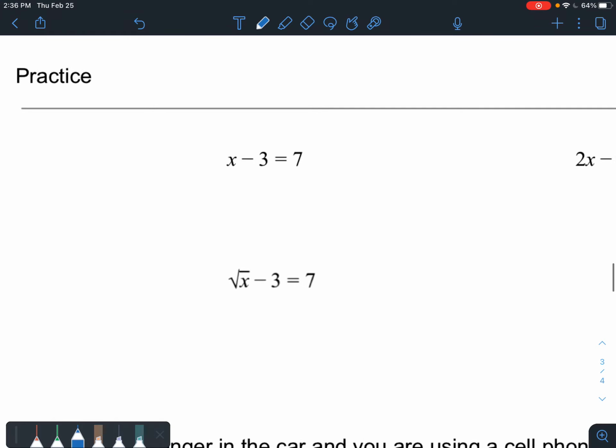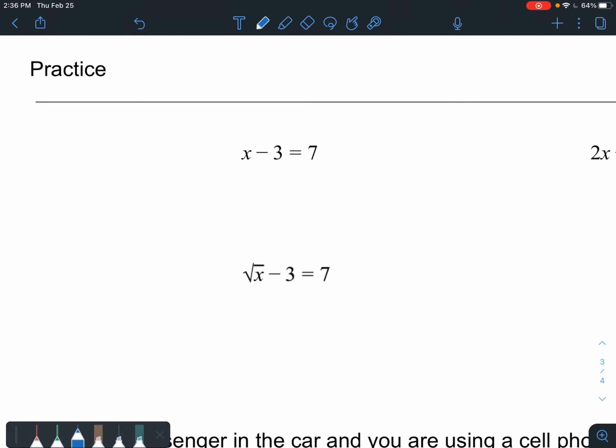Let's just do some practice real fast to get us warmed up. I know it seems easy, but go ahead and do this one here. Should add 3 to both sides and get x equals 10.